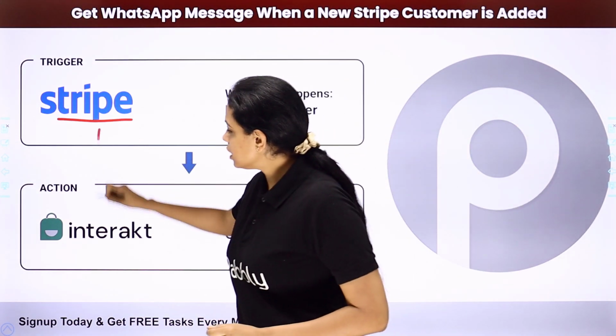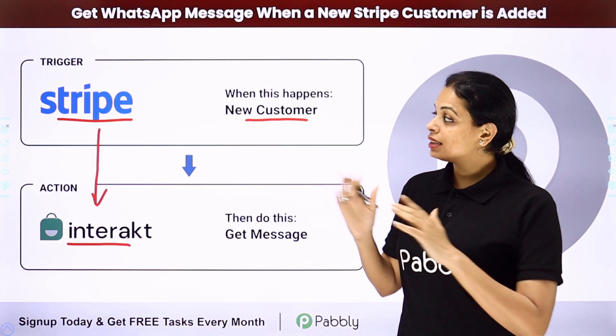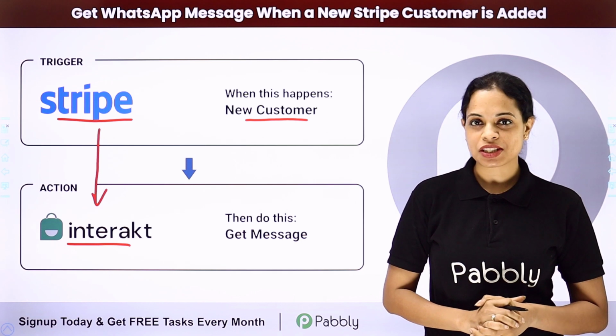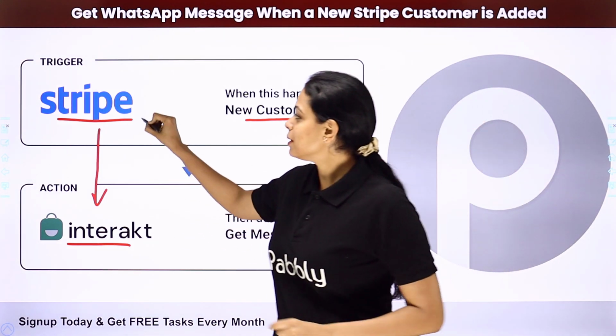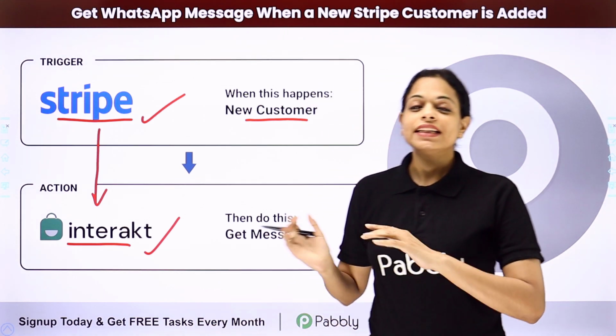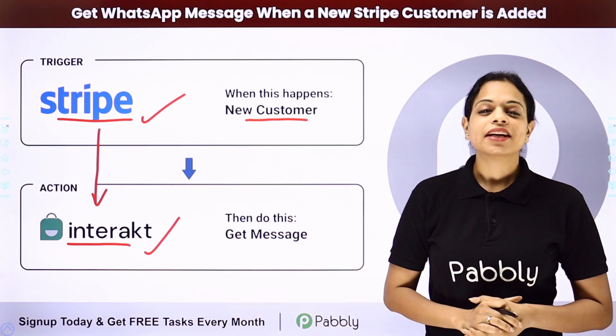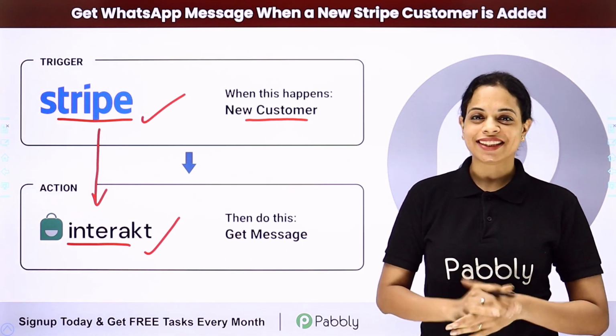For this, you will have to integrate the two applications. Here we are using Interact to send WhatsApp messages, and the same thing can be done using Pabbly Connect software. So here your trigger application will be Stripe and your action application will be Interact. Now how can you do this yourself? Integrate and automate this entire process. To understand that, let me take you to my screen.